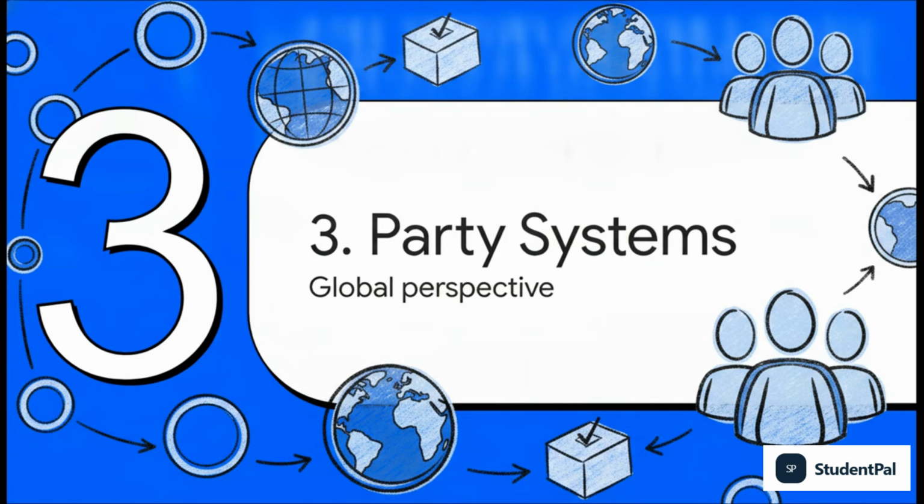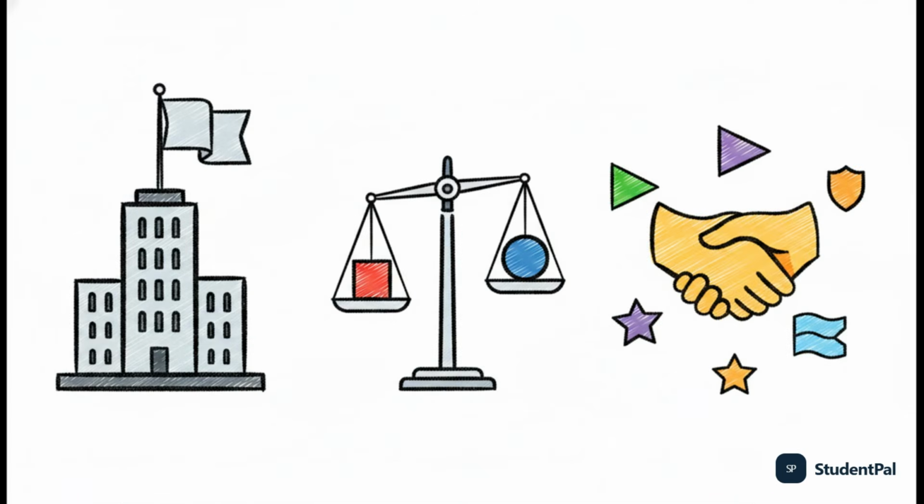All right, Section 3, types of party systems. Let's zoom out for a global perspective. So how many major parties are actually good for a democracy? Let's compare the 3 main types of party systems here.